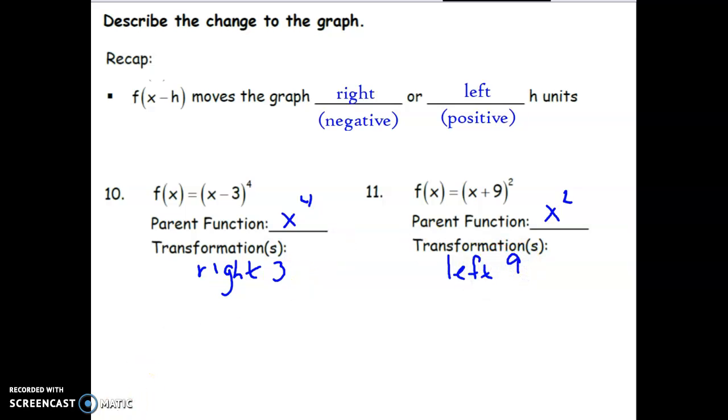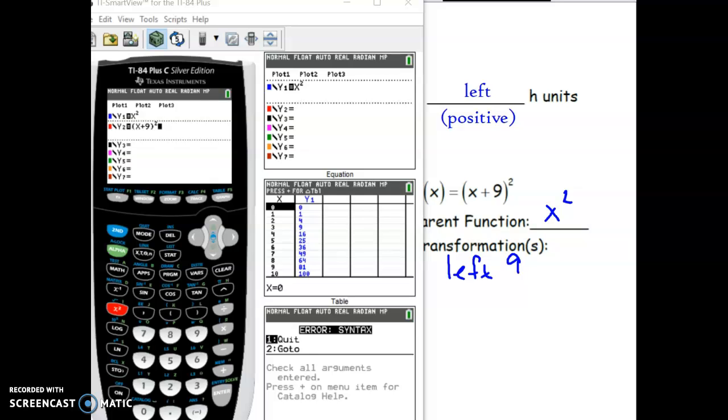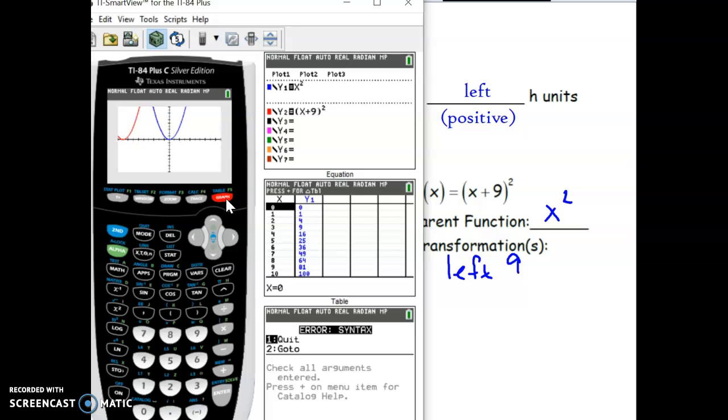Okay, let's look at that on the calculator. All right, so I've got x squared as my parent function and x plus 9 in parentheses squared. Let's see if we got it right. Let's see what happens when we graph this one. So x squared is a parabola. You guys did those in Algebra 1. And there's x plus 9 in parentheses squared. Again, I can't see it very well. It would be nice if I could see a little bit more of it.